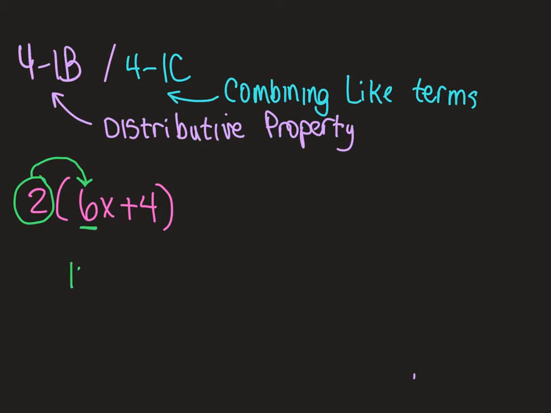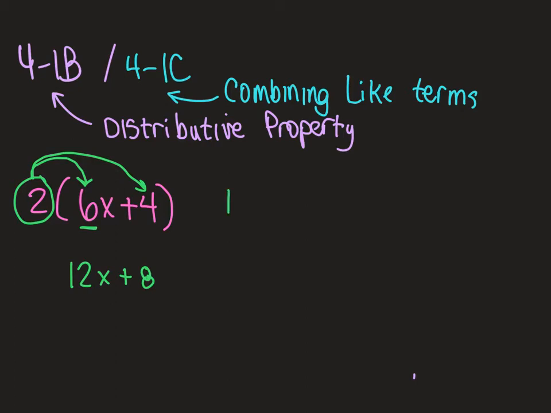2 times 6 is 12. Then you take that 2 and you multiply it by the number in the back. So I end up with 12x plus 8. 2 6x's would make 12x's, and 2 4's would make an 8.